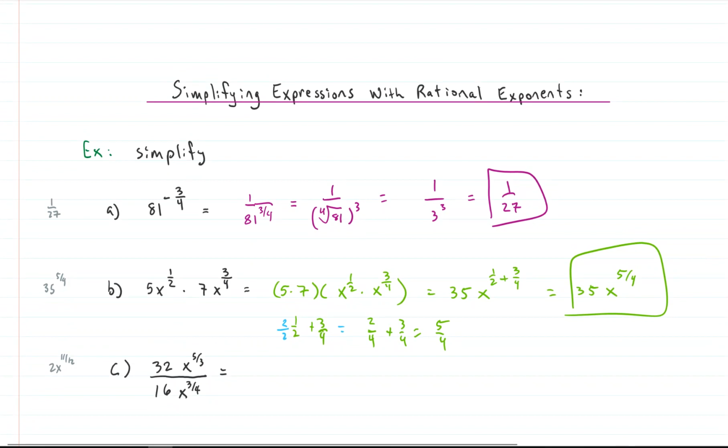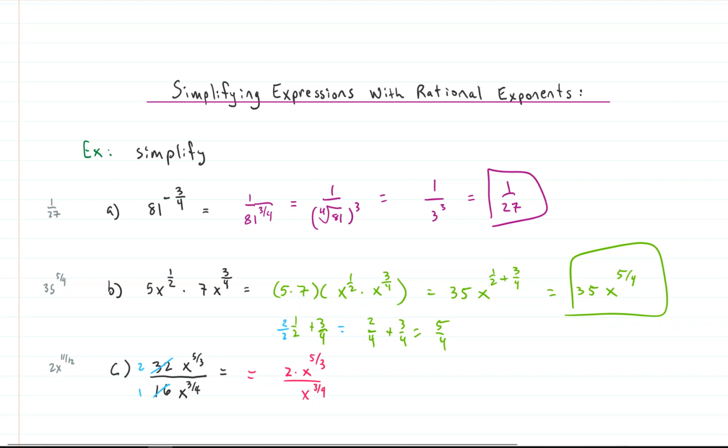We can look at this right away and be like, hey, 32, let me change that color. It's kind of hard to see. 32 and 16, that gives me 1 and 2. That's really helpful, right? And then after that, we can say we've got 2 times x to the 5/3 all over x to the 3/4.